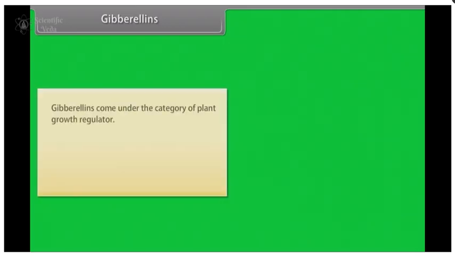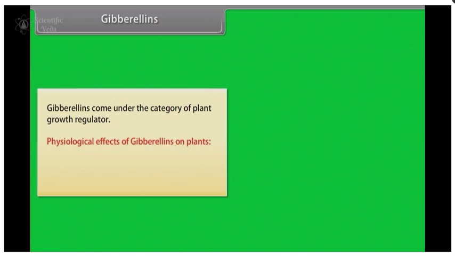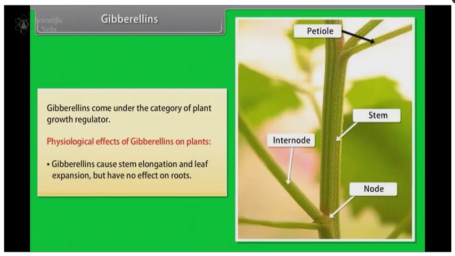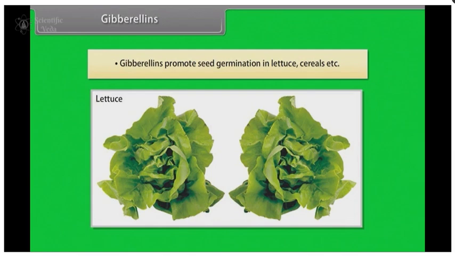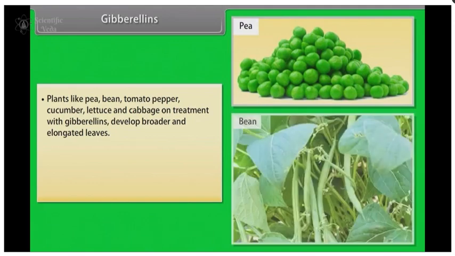Gibberellins. Gibberellins come under the category of plant growth regulators. Physiological effects of gibberellins on plants. Gibberellins cause stem elongation and leaf expansion but have no effect on roots. Gibberellins promote seed germination in lettuce, cereals, etc. Plants like pea, bean, tomato, pepper, cucumber, lettuce and cabbage, on treatment with gibberellins, develop broader and elongated leaves.